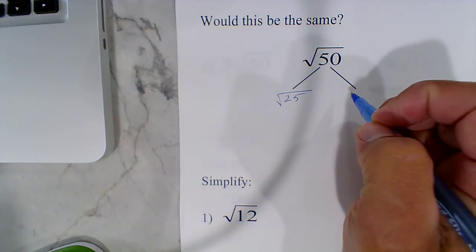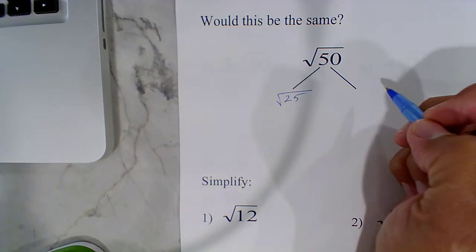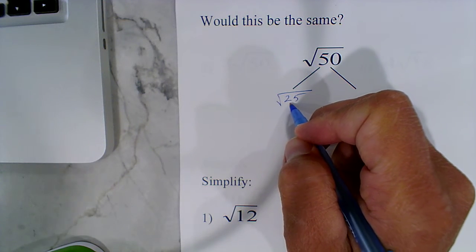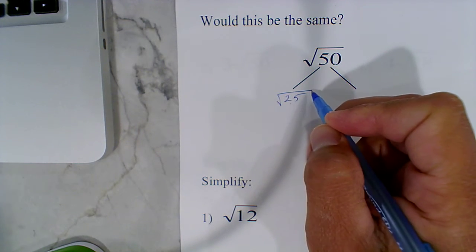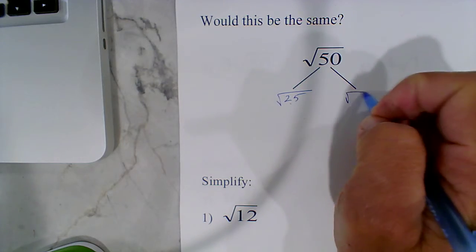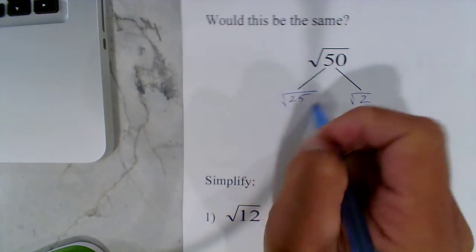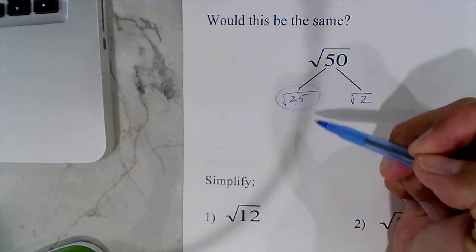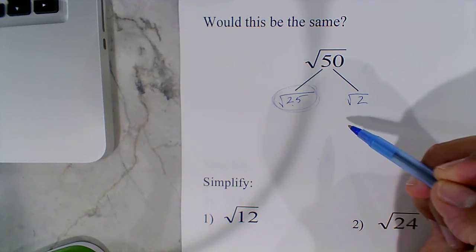All right? Now, some teachers don't care about this. Hold on, let me take a step back. 25 times what? Well, of course, 2. So the square root of 25 times what? The square root of 25 times the square root of 2. I always say put the perfect square first, because that's the one that you're going to simplify, and that's what's going to wind up being the coefficient of your radical.